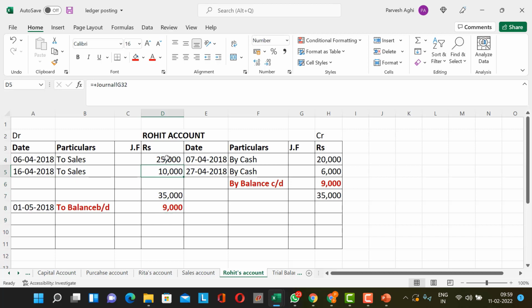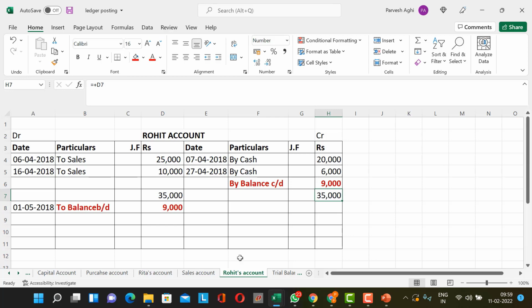because you supplied goods to him twice, and he has paid also twice, but not the full amount. So he paid 20,000 as against 25,000 goods supplied. Against 10,000, he paid 6,000. So altogether, 26,000 was paid by him, and the total amount of sales was 35,000. So the balance money which is recoverable from Rohit is 9,000. Is that okay? Yes, sir. So these are ledger accounts. Basically, a ledger gives you a complete picture of the story.